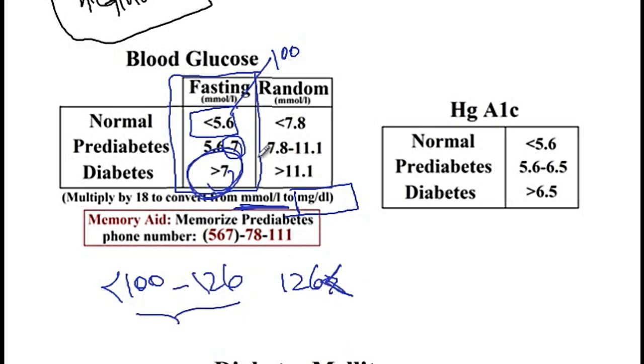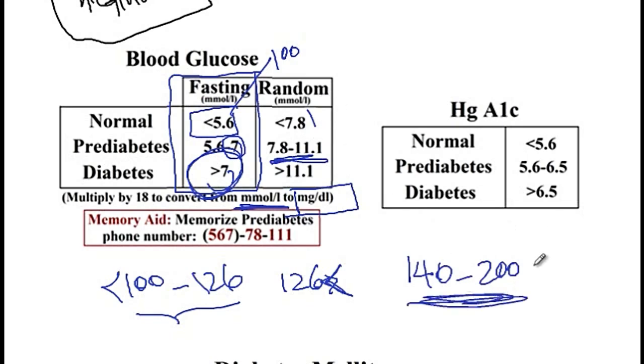On the other hand, if you check the random blood sugar, then these would be the values for pre-diabetic, which would be 7.8 to 11.1. And if you multiply that by 18, that would be 140 to 200. So that would be the pre-diabetic concentration of random blood sugar. If it's more than 200, then the patient is diabetic, and if it's less than 140, then the patient is normal.